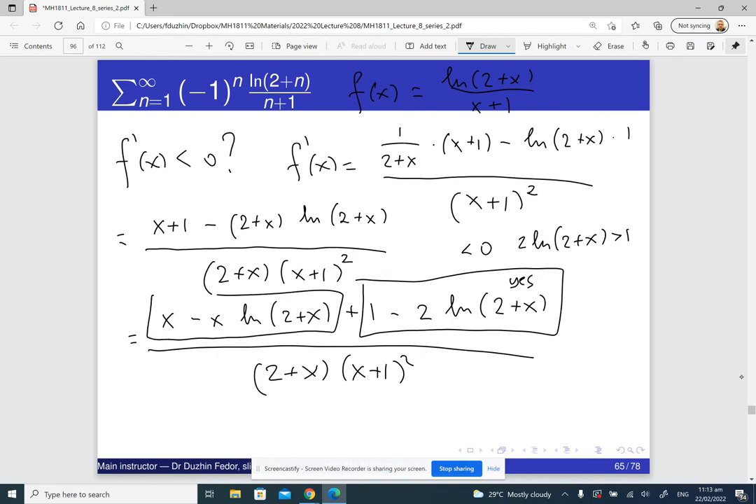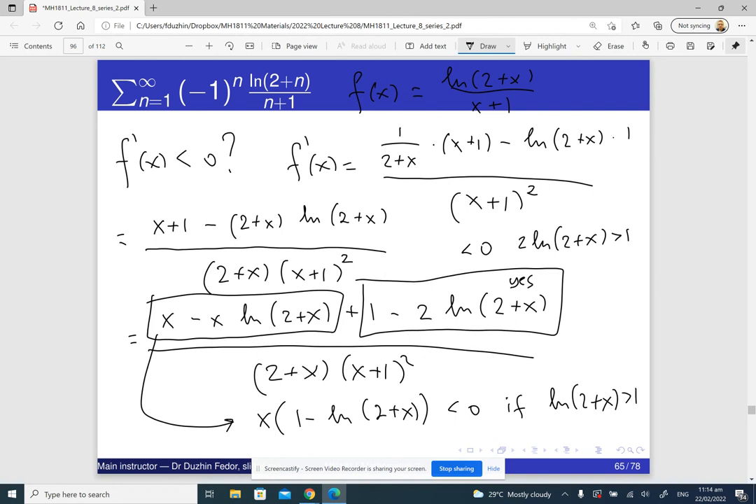How about this term? Is it negative? This is x times (1 minus ln(2 + x)). And again, it is negative as long as ln(2 + x) is bigger than 1, and it is bigger than 1 because x is at least 1. So ln(2 + x) is at least ln 3, which is already bigger than 1. So which means that the numerator here is the sum of two negative numbers divided by a positive number, so it is indeed negative. So this sequence is in fact decreasing from the first term.